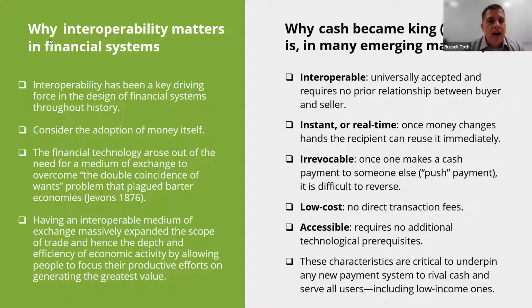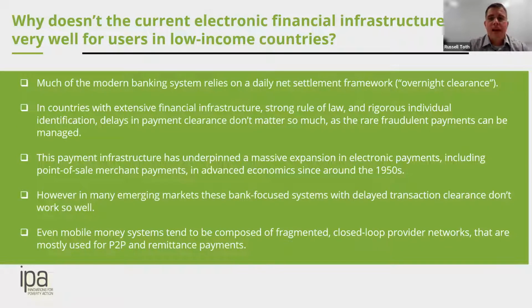So if we want to think about payment systems, especially in emerging markets, that can rival and replace cash for use cases like merchant payments, government payments, et cetera, and serve low-income users, we want to think about a lot of these properties. And so ironically, the modern financial systems in some ways have moved away from some of the desirable properties of money. So much of the modern banking system relies on a daily net settlement framework through overnight clearance to clear transactions. So that actually moves away from the fast clearance property of cash, and delays transactions, and that can cause a lot of issues.